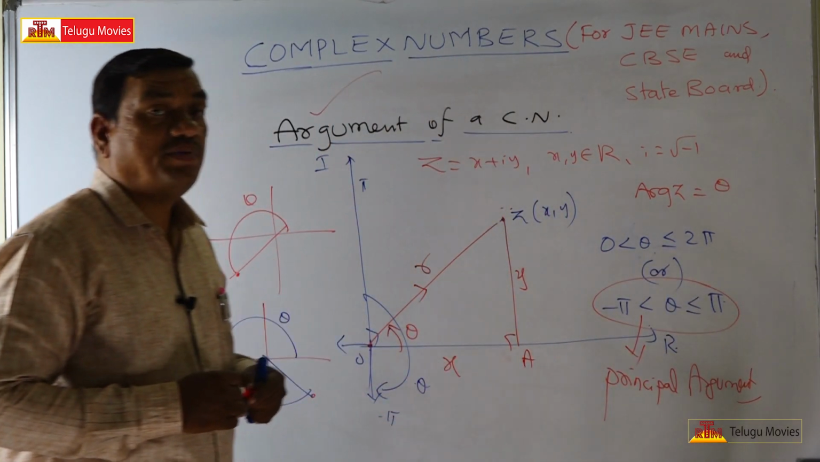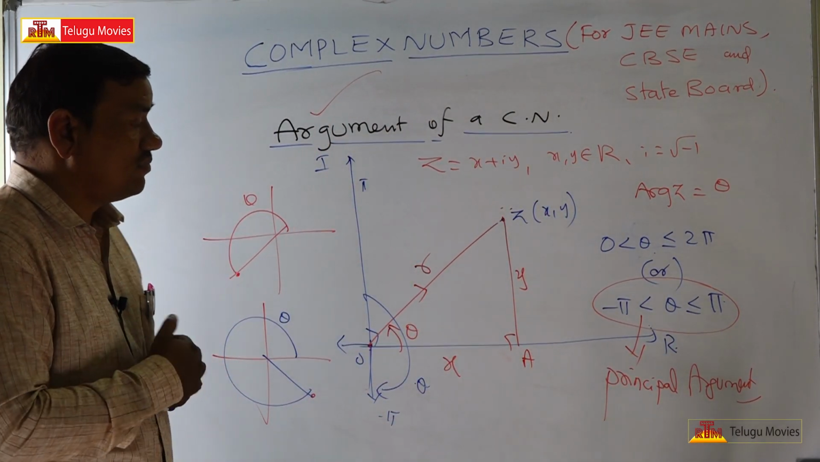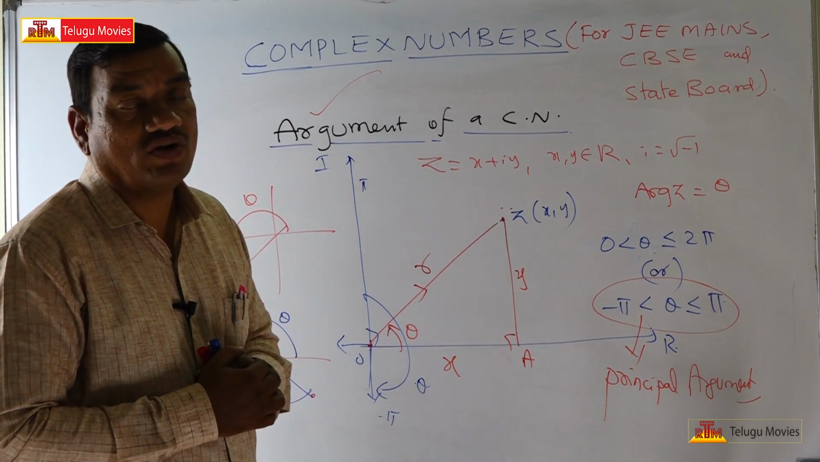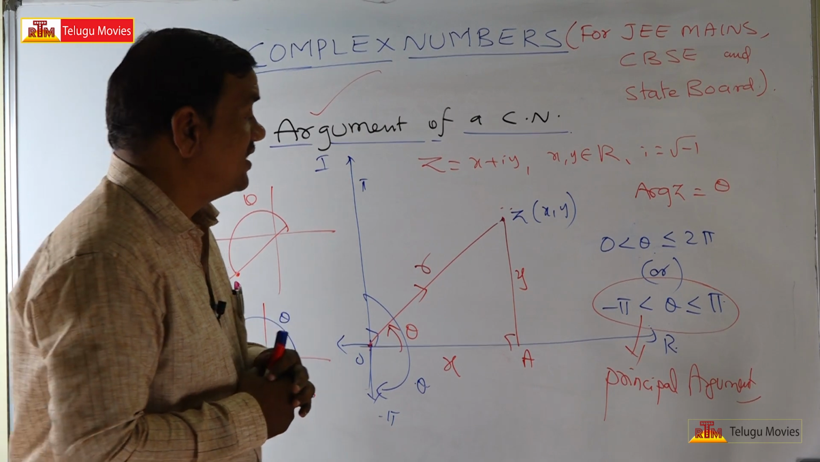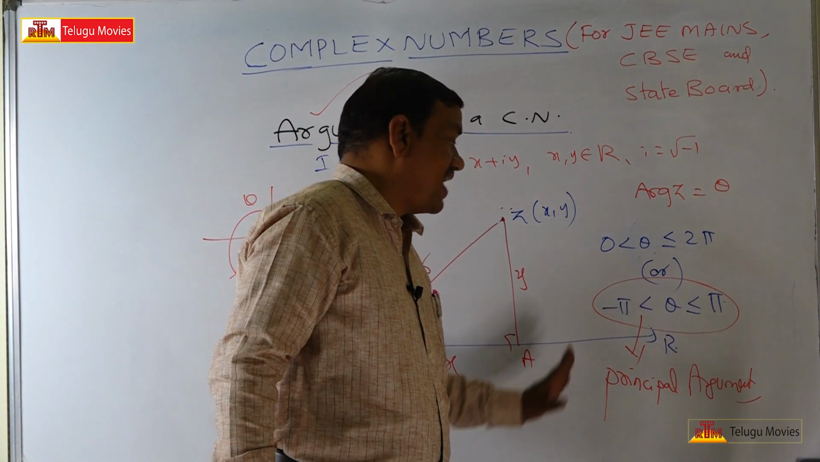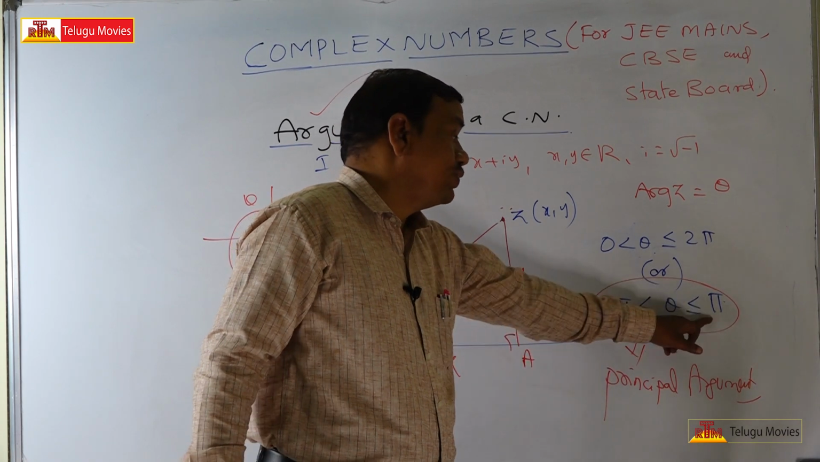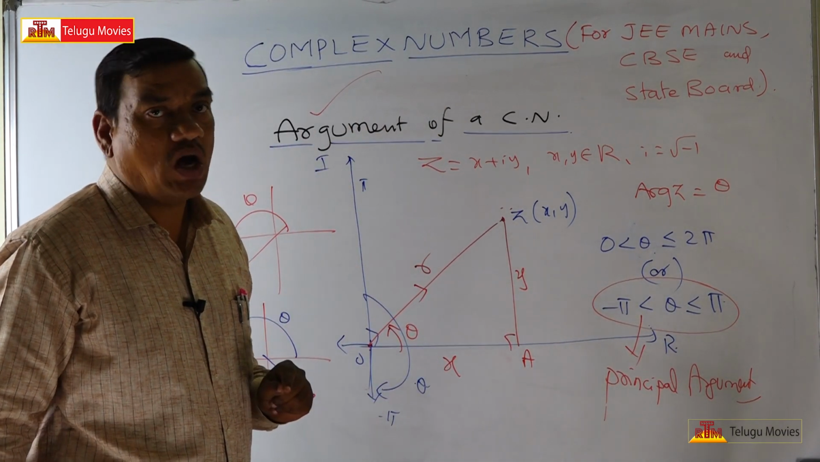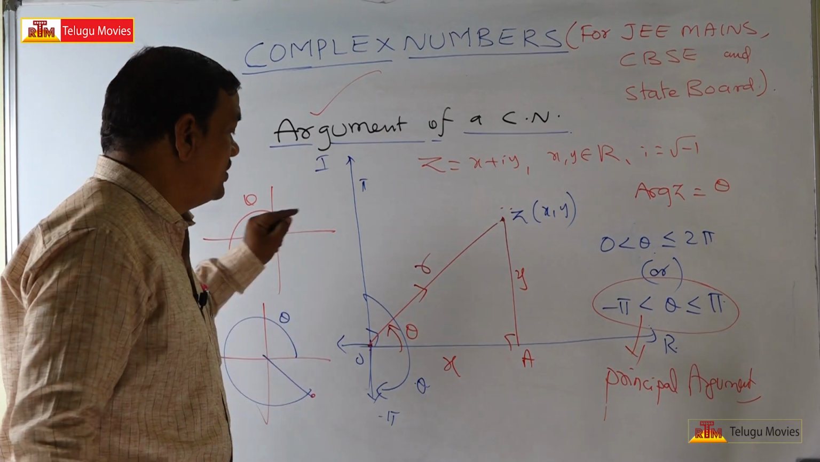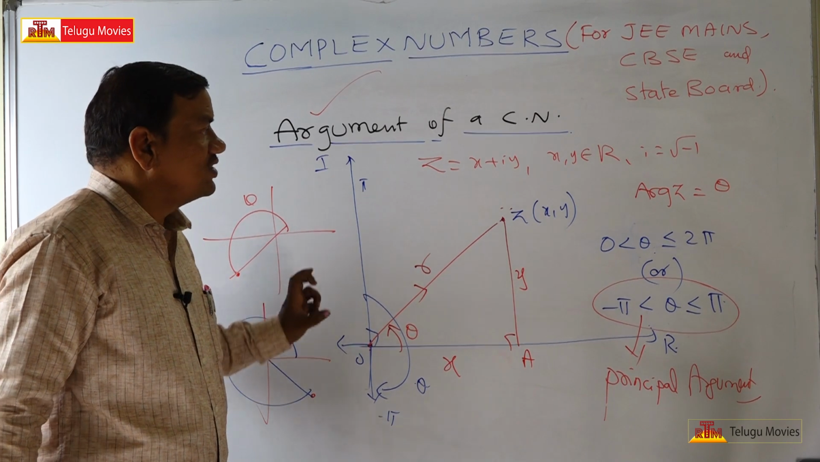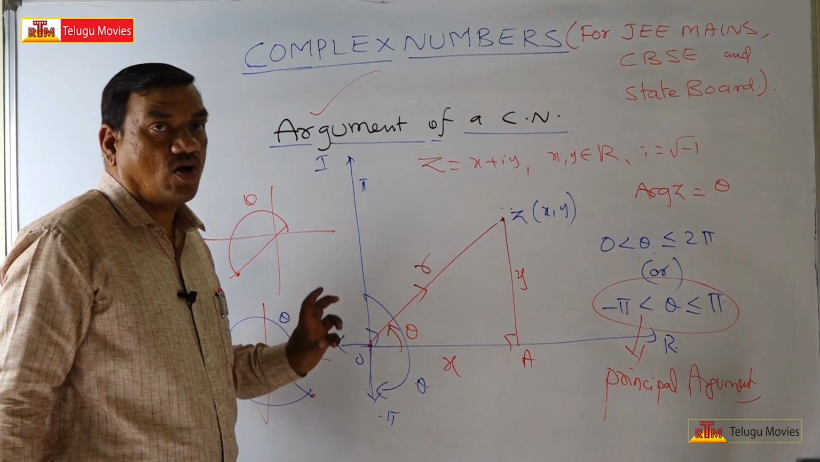Just like in the previous class, in trigonometric equations, we called it the principal solution. Here also, the angle which lies between minus pi to pi is called the principal argument. The principal argument. Understand? So this is the definition and the properties of the argument of a complex number.